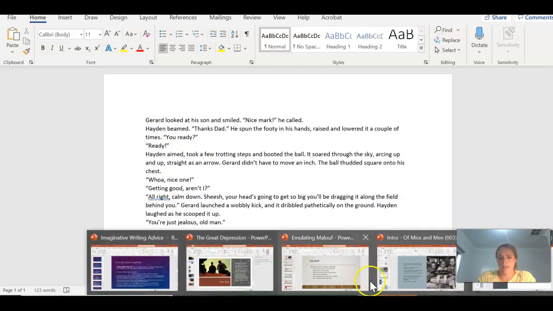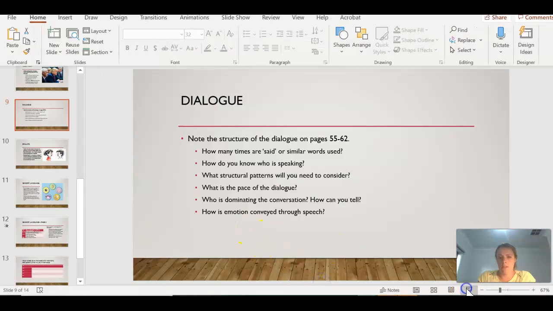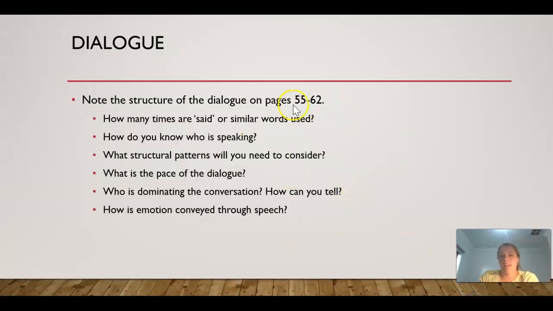And on the PowerPoint, look at these pages that I've suggested, and you don't need to answer these questions in writing, but as you read it, just have a look. How many times is Maloof saying said or a similar word? How do you know who's speaking? It should be through those line drops. What structural patterns will you need to consider in your writing?